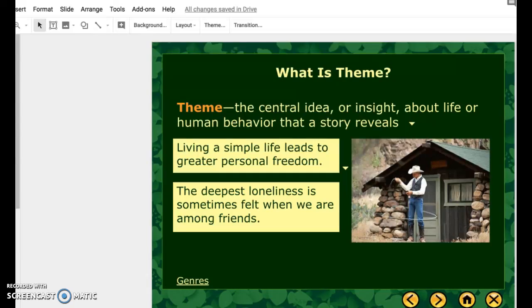So, what is theme? Theme is the central idea. It's about life, human behavior. So things like living a simple life leads to greater personal freedom, or the deepest loneliness is sometimes felt when we're among friends. These are big things that underlie a lot of the stories that we're talking about.